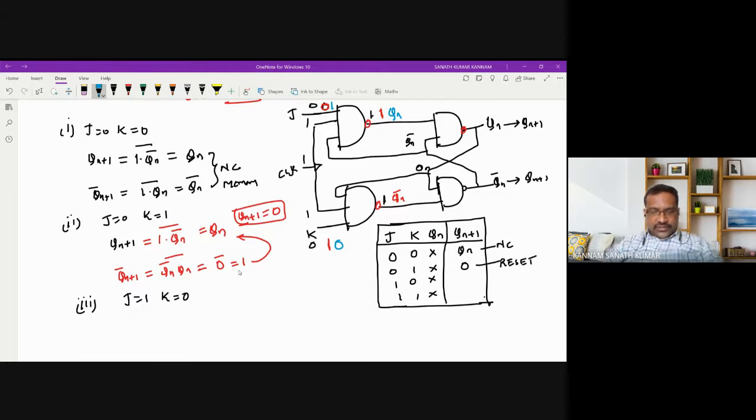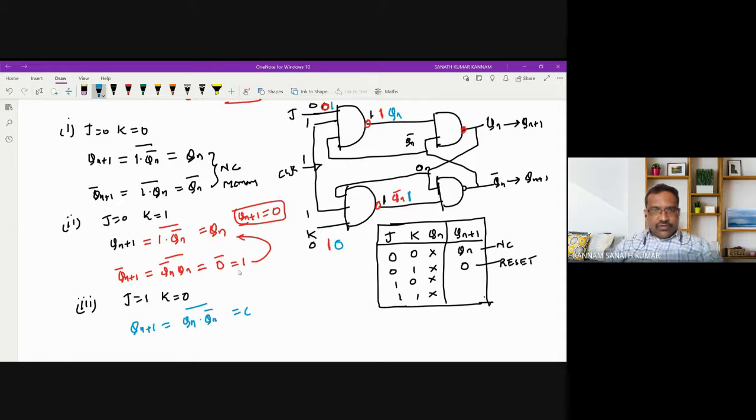Okay, and next, here one input is 0. 0 into 1 is 0, so 0 into this Qn is 0. So 0 bar is nothing but you are getting the output 1. Okay, so if you see this case, Qn plus 1 equal to what is one input? Qn, and what is the other input you are getting? Qn bar whole bar.